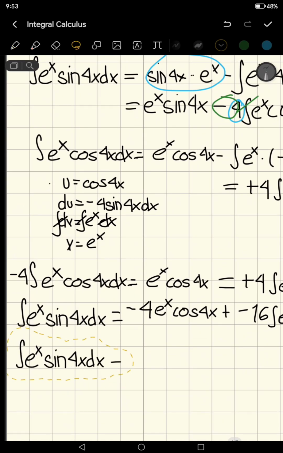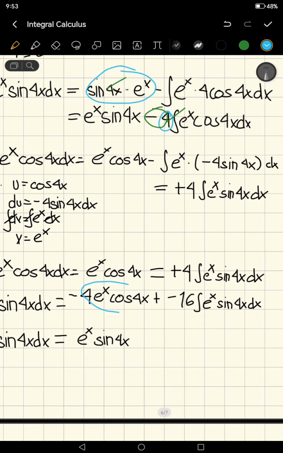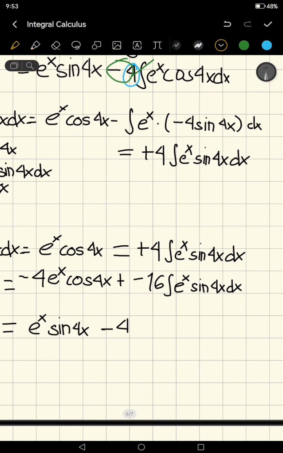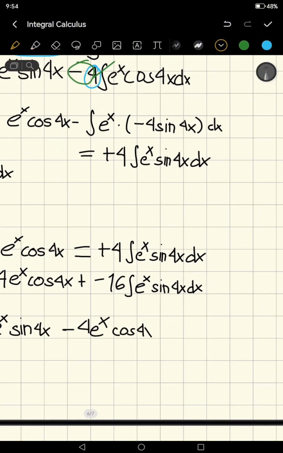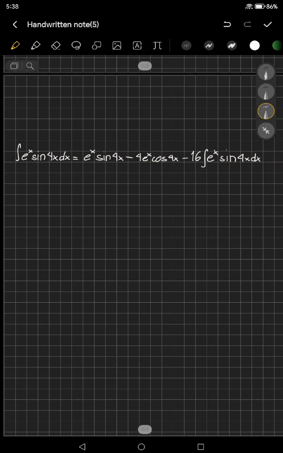Copy lang muna natin yung problem, then let's input the first u times v na nabuo natin kanina, which is yung e raised to x times sine 4x. Let's also input the second u times v na nabuo natin, which is the negative 4 of e raised to x times cosine 4x minus the v du natin, which is the negative 16 times the integral of e raised to x sine 4x dx. If we are going to unzoom this one, the whole problem will become like this. Now I will let you think, what should we do next?